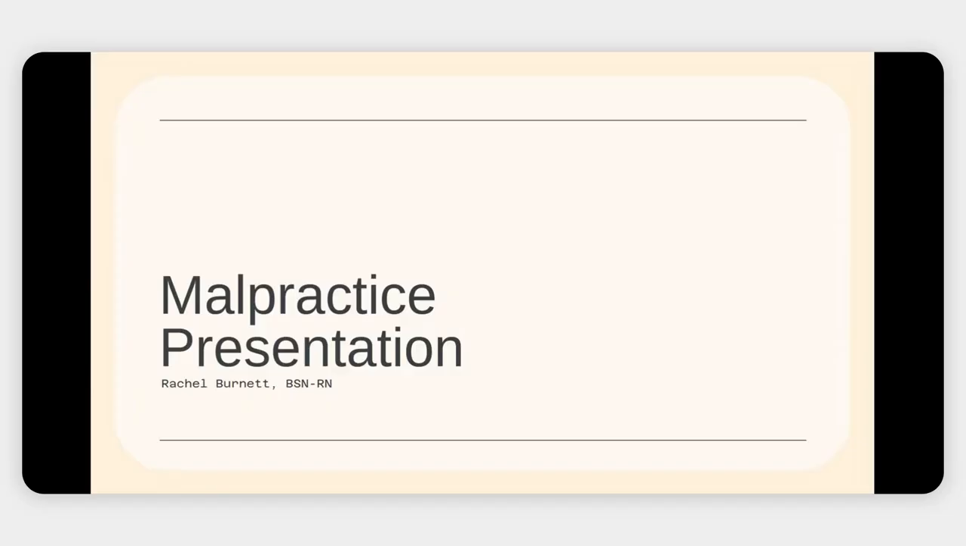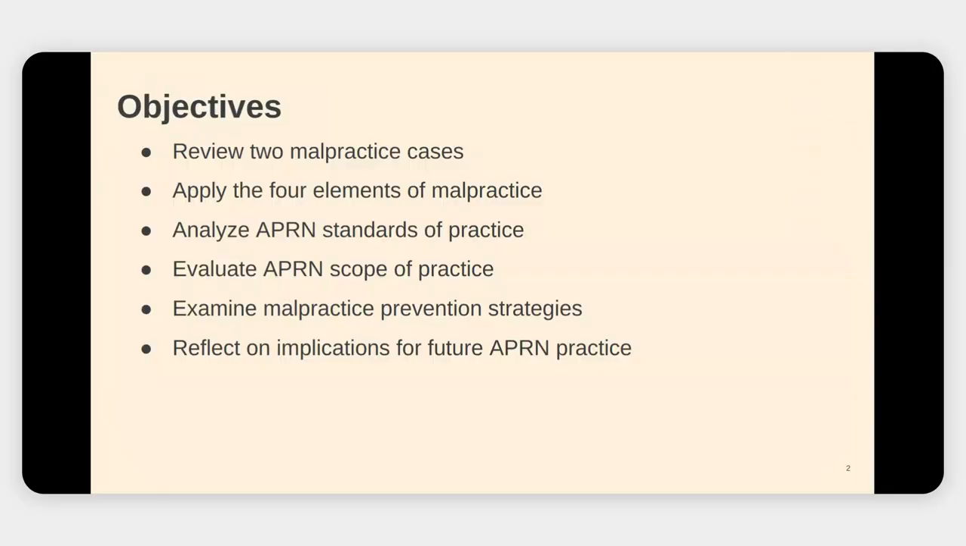In this presentation, I will be discussing malpractice cases involving advanced practice registered nurses. This presentation will examine two malpractice cases involving advanced practice providers. I will analyze each case using the four legal elements of malpractice, discuss the applicable standards of practice and scope of practice for APRNs, evaluate strategies that may have prevented malpractice, and conclude with my personal reflection on how these cases will influence my future practice as a family nurse practitioner.